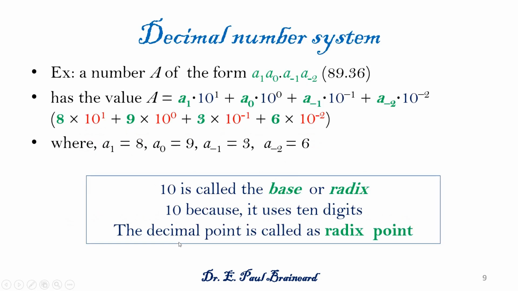Here is another example, 89.36. The coefficients are A1 equal to 8, A0 equal to 9, A minus 1 equal to 3, A minus 2 equal to 6.